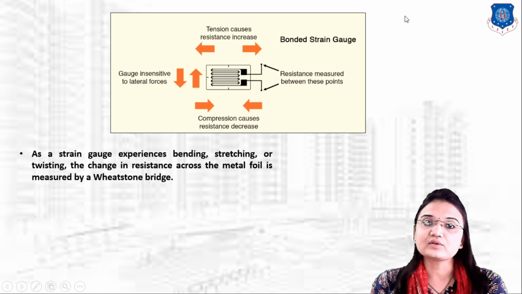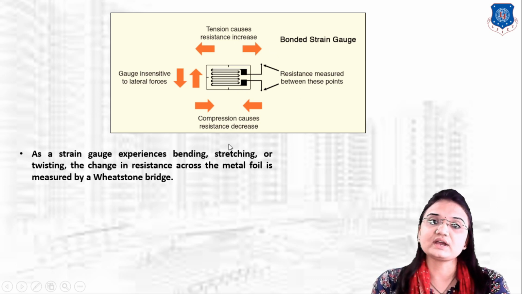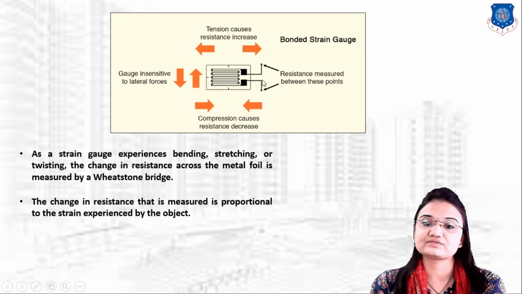Okay, and how does resistance change? Tension causes the resistance to increase and compression causes the resistance to decrease. So in our object, if tension occurs, then it causes the resistance to increase. And if compression occurs, then it will decrease the resistance. The change in resistance, which is measured with the help of this bridge, is directly proportional to the strain experienced by this object.